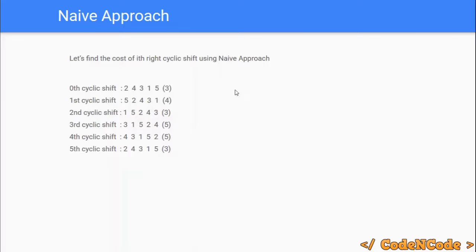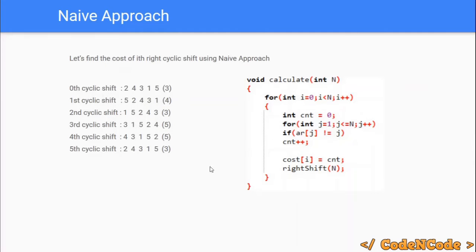Now how do we calculate the cost of each cyclic shift from 0 to n minus 1? Well, it is really easy. So I'm assuming there are two different arrays, AR and cost. AR is the input array, which means this, and I'm using the one base index system. The cost array will store the cost of the ith cyclic shift. So now you run a loop from 0 to n minus 1, which is basically for each i. So we'll be calculating the cost of the 0th, 1st, 2nd and n minus 1 cyclic shift.